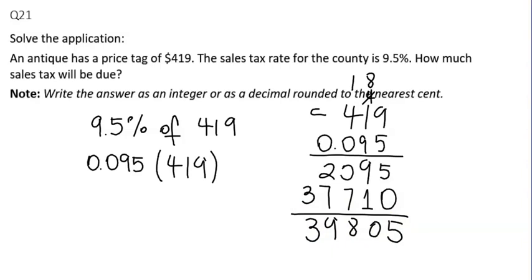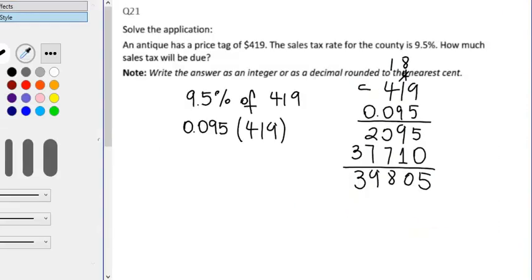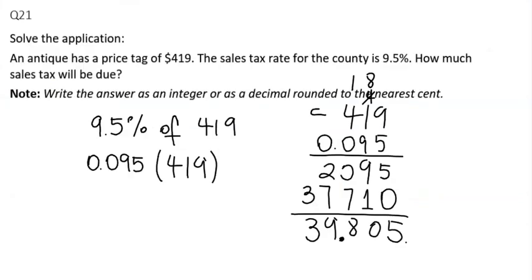I have to count my decimal places. And I have to add. How many decimal places do I have here? None. This is a whole number, right? How many decimal places do I have here? 3. Then I'm going to add them together. 0 plus 3 is 3. I'm going to start from the right and count 3 places. 1, 2, 3. My point will be right here. Okay? Did you understand that?